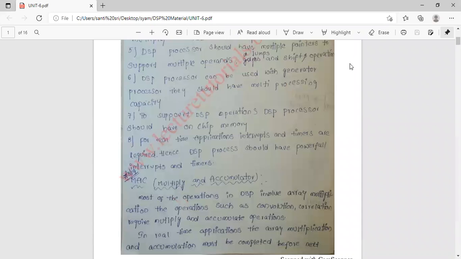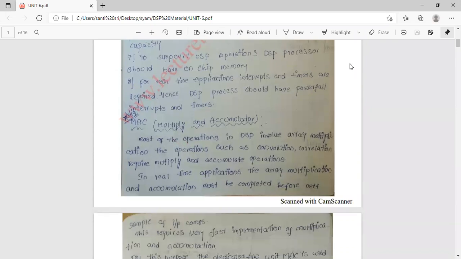Next, MAC, multiply and accumulator. For fast operations, we use the MAC for doing the operations of convolution and correlation. Multiply and accumulate operation is required.